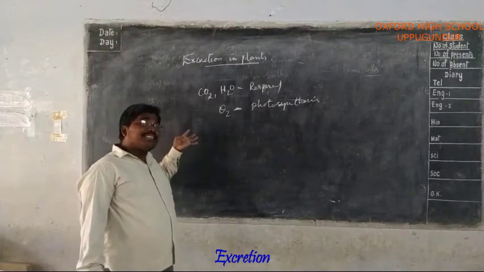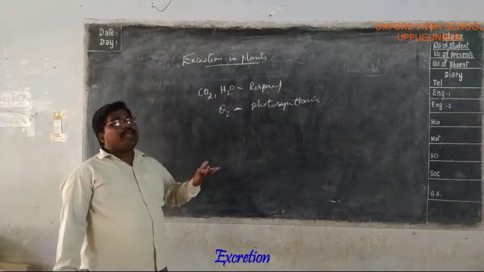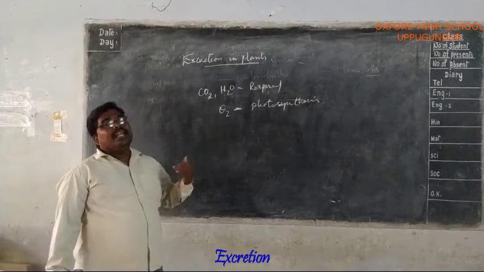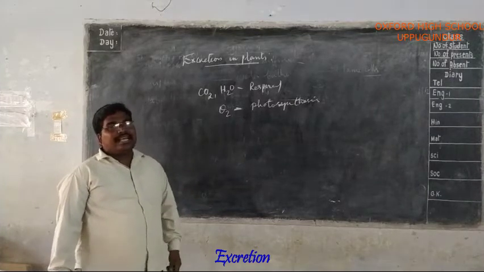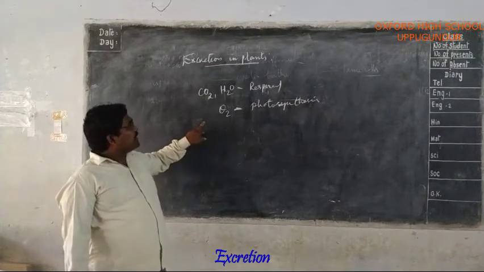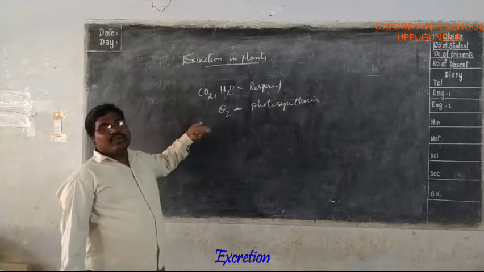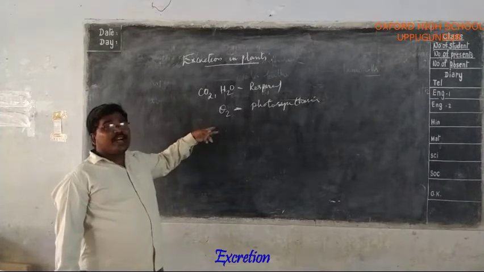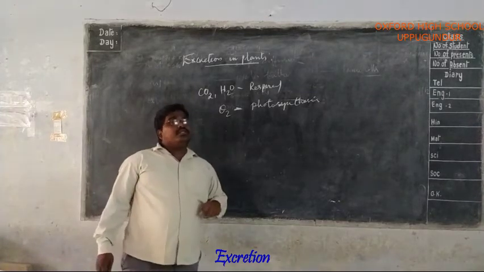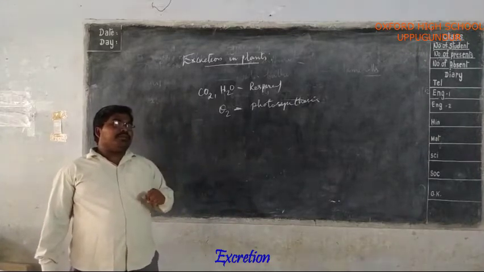Now how are these gases got rid of from the plant body? They exit from the plant body through the stomata in the leaves or the lenticels on the stem. So in this method, the plants can get rid of the gaseous waste. Do you understand that? The gaseous waste is got rid of through the stomata and lenticels on the stem.